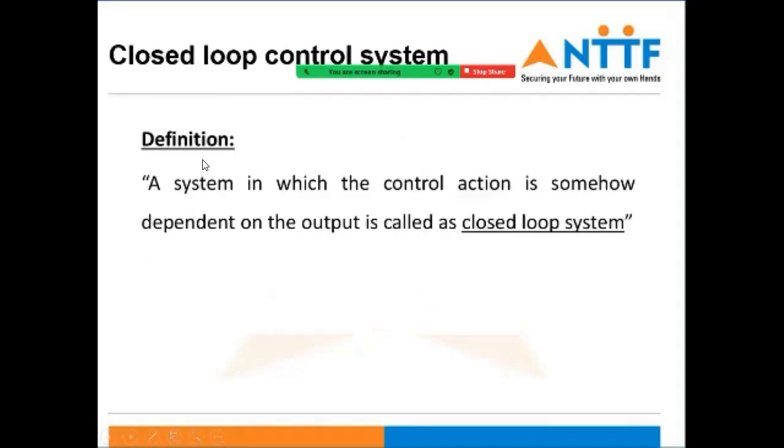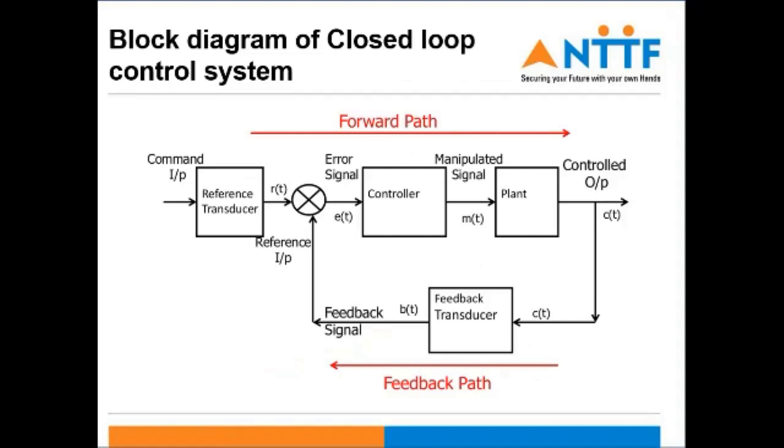Okay, so next topic is the closed loop control system. In the closed loop control system, we have a privilege that it has feedback. So it is a system in which the action is somehow dependent on the output. In a closed loop control system, we have a feedback signal, where a part of the output signal is modified and sent to the input side, and this signal we call a feedback signal.